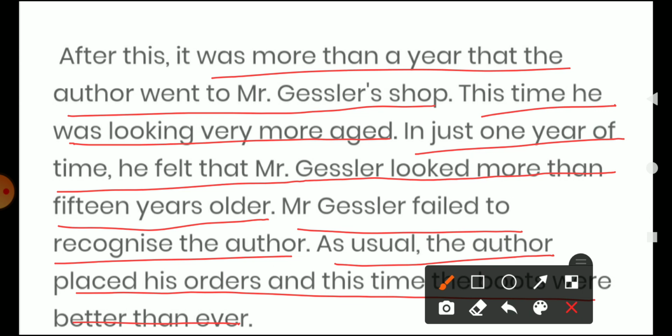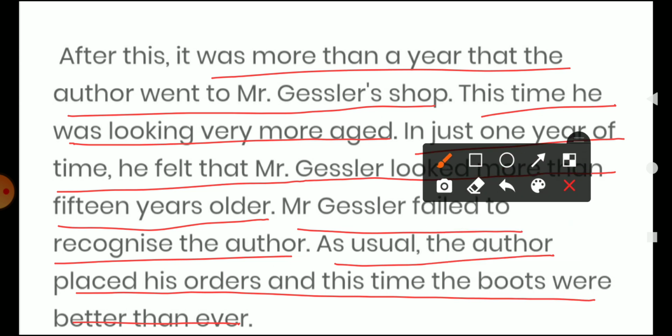So what happened, after around one year, the author came back from the foreign country, and he went to Mr. Gessler's shop. You can see that he was a very frequent customer there. So there he ordered a few more pairs of shoes, and he saw that Mr. Gessler had aged quite a lot. Even though only one year had passed, Mr. Gessler was looking as if he were 15 years older. Mr. Gessler was also not able to recognize the author as usual. The author placed the order, and the quality of the boots that he got this time was better than ever. Better than ever means this is the finest quality of work that the author had received till now.